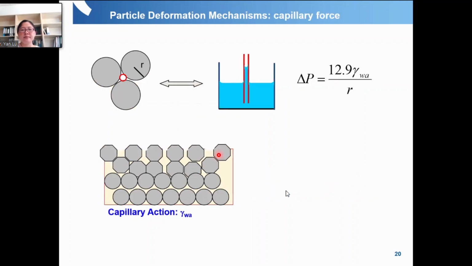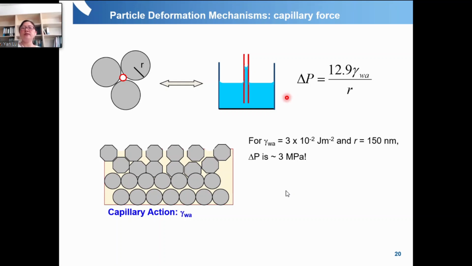And another very important force for this particle deformation, as we mentioned, is the capillary force. For the capillary force, you can also calculate the pressure. Here this is the interfacial energy for water, and R is the radius of the polymer latex. And so you can calculate the capillary force in that case.